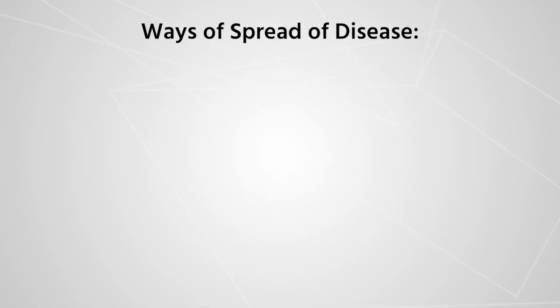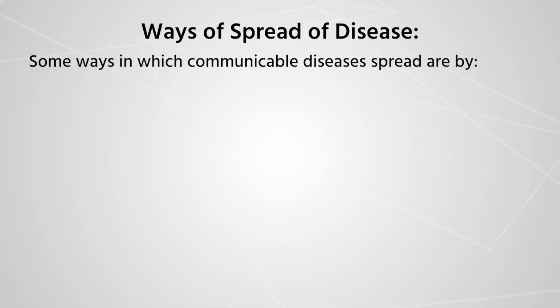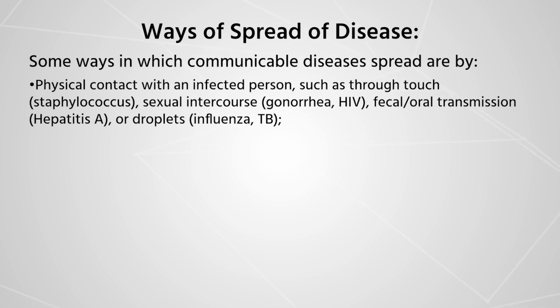So how do these diseases spread? Well, these diseases can spread easily in environments with high population density, poor sanitation, with people with malnutrition and inadequate healthcare facilities. How these diseases spread depends on the specific disease or infectious agent. Some ways in which communicable diseases spread are, number 1, physical contact with an infected person such as through touch, sexual intercourse, fecal or oral transmission or droplets.